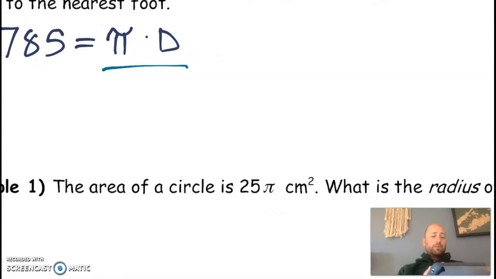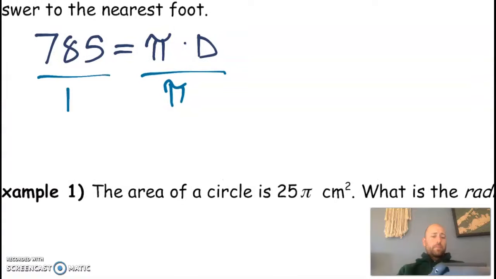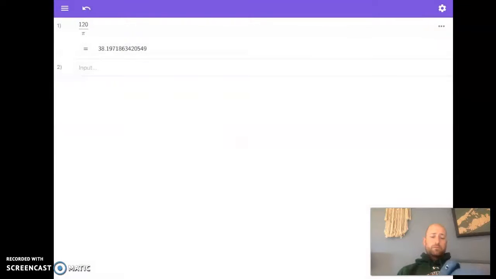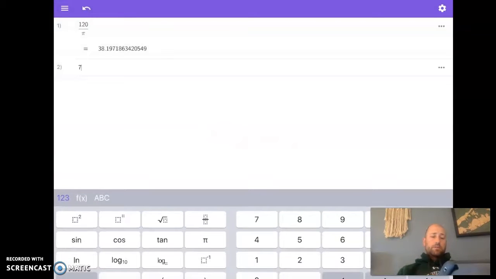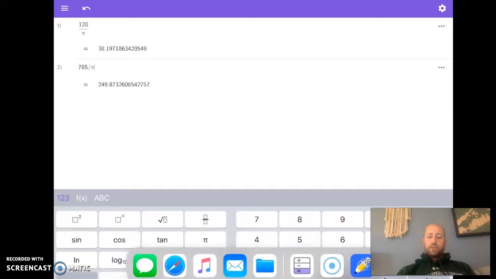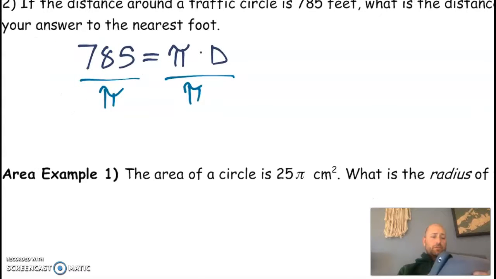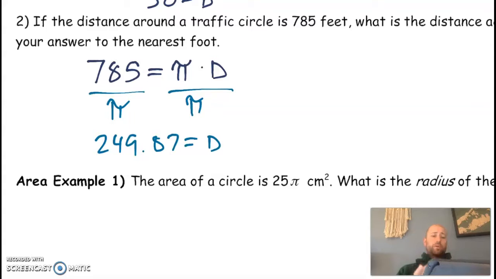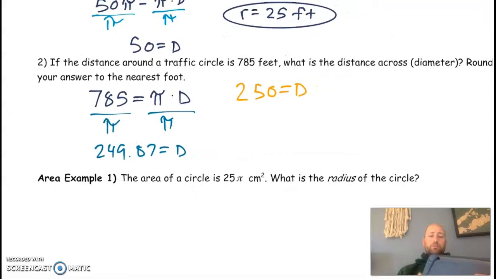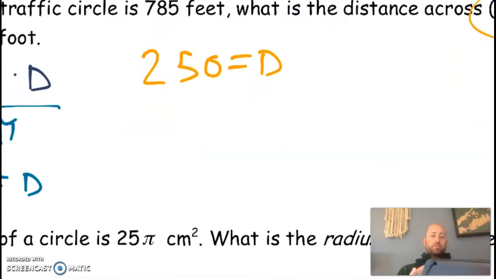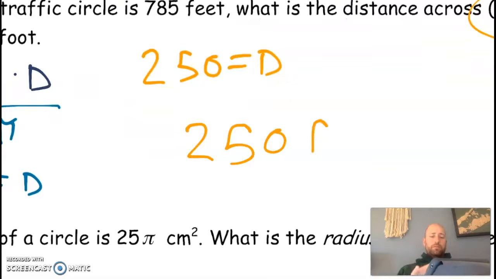I'm going to do the same thing. Divide by pi. So 785 divided by pi is 249.87. So 249.87 is equal to the diameter. This is to round to your nearest foot, so that rounds up to 250. And it says, what is the distance across the diameter? So the answer is 250 feet.